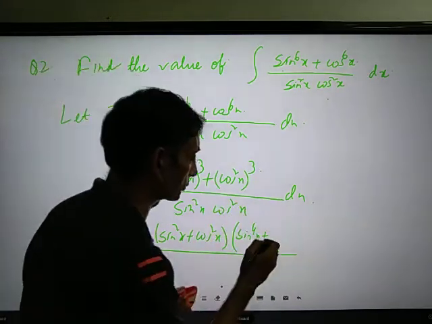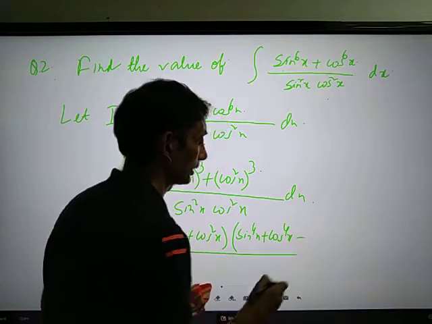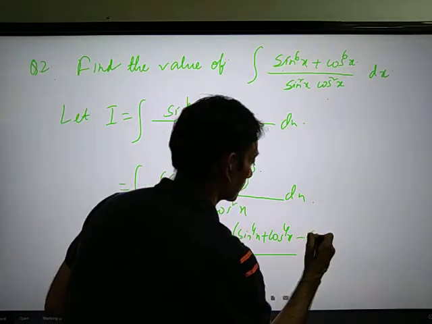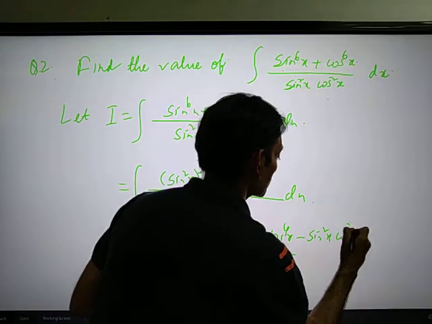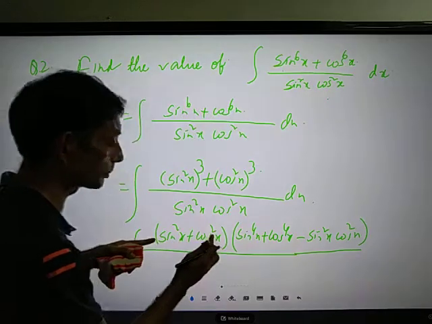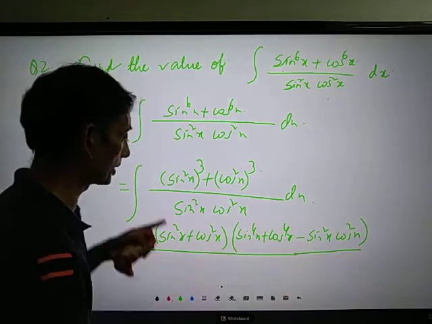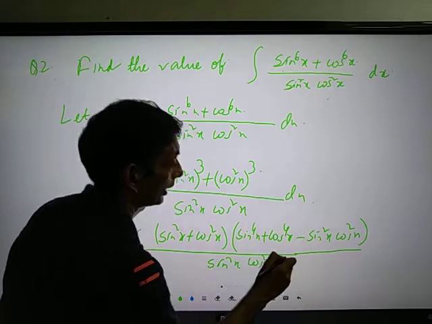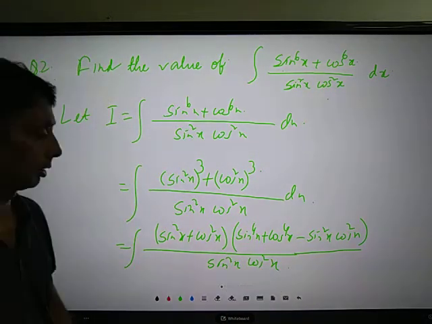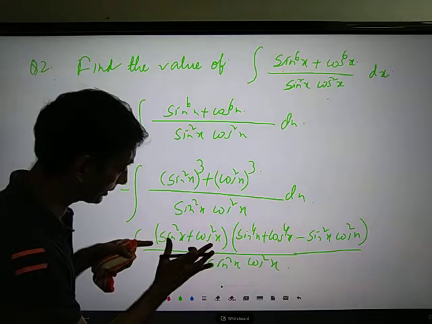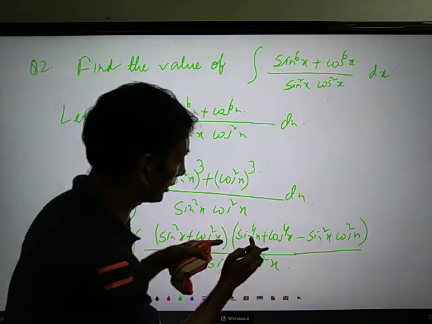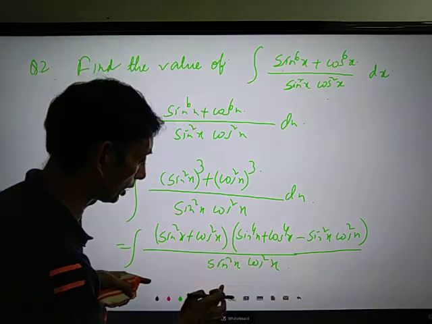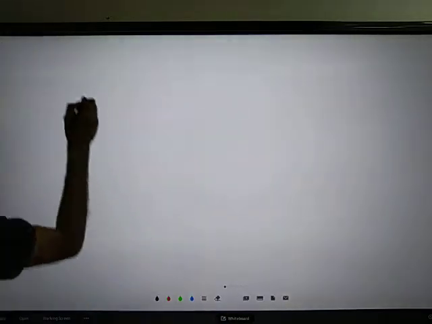So b square means cos to the power 4x, minus ab, that is a plus b times a square plus b square minus ab, where ab is sin square x into cos square x. Done. And the denominator is sin square x cos square x. We'll go on to simplify this. This is equal to 1. Again, sin to the power 4x plus cos to the power 4x, we can simplify these expressions further. We'll move to the next slide.